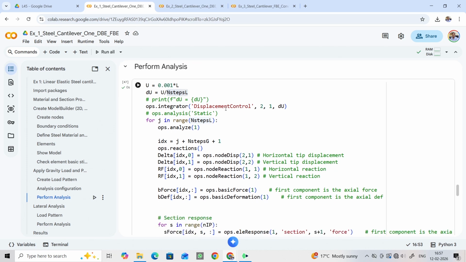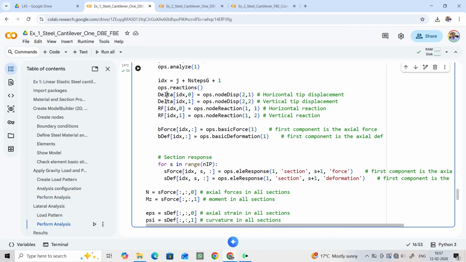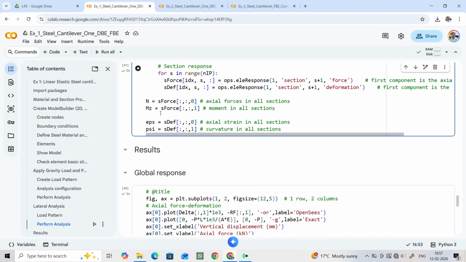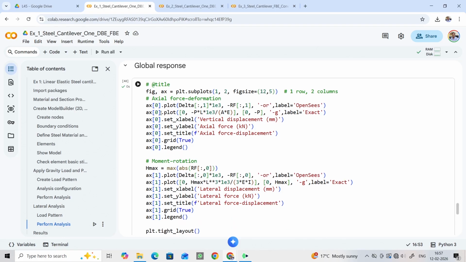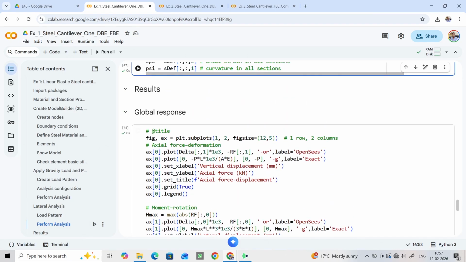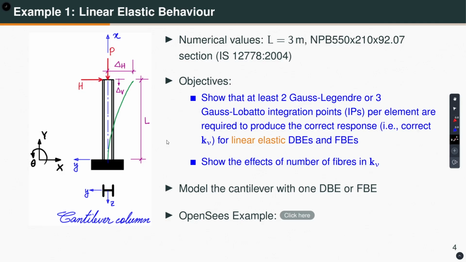Then I am doing the displacement control analysis. This is where we run the loop to apply all the displacement and then again record the delta and the reaction force. Okay. So, now let us go to the results. Moving forward, we will be talking about global response and local response. In this case global response is important. Global response means I am interested in this P versus delta V and H versus delta H relationship. So, that is the global response.